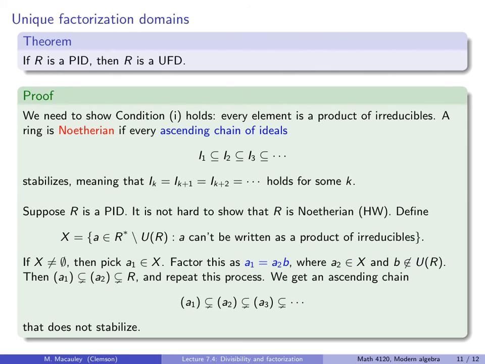We get an ascending chain of ideals in this manner. Since each of them is proper in the previous one, it cannot stabilize. This is impossible in a PID, and so our set X has to be empty, which means that every element is a product of irreducibles.